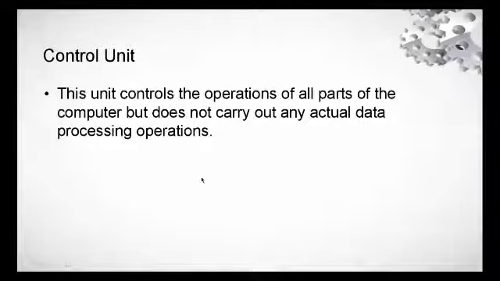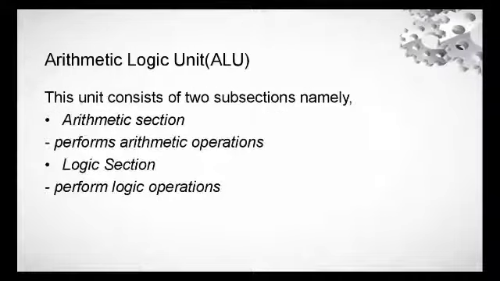For the last part of the components of the CPU is the arithmetic logic unit. This unit consists of two subsections, namely the arithmetic section and the logic section. The arithmetic section performs arithmetic operations like addition, subtraction, multiplication, and division. All complex operations are done by making repetitive use of the above operations.